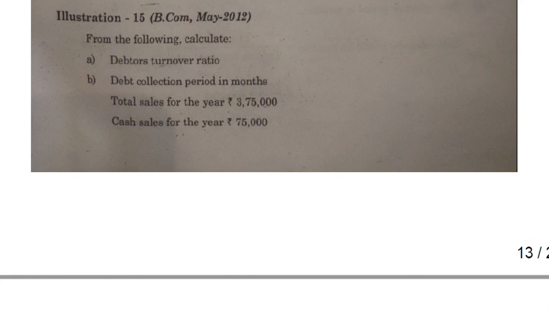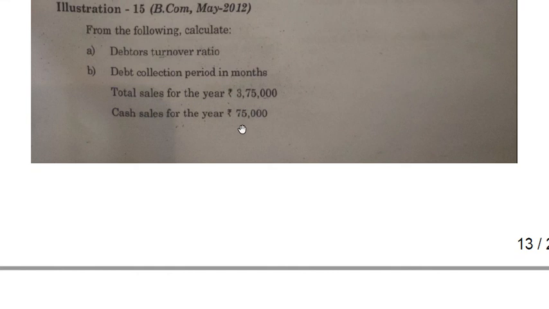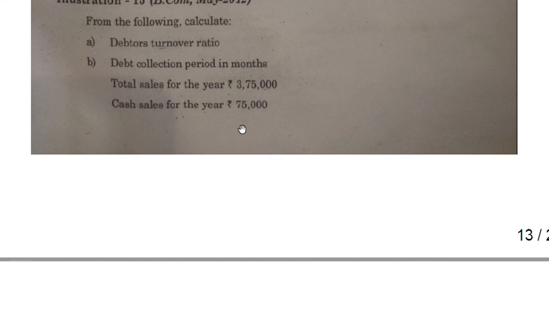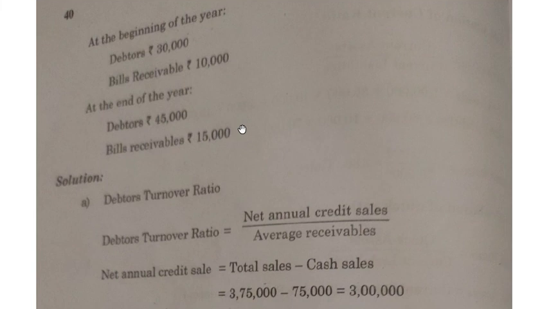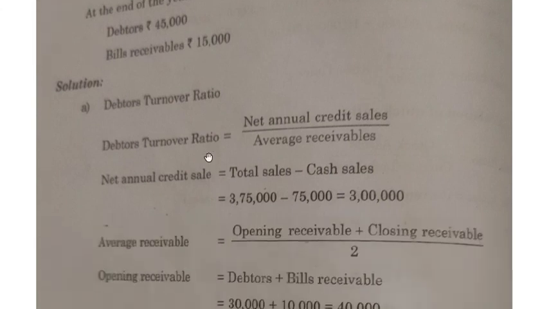So moving on to our next question, which is, from the following calculate debtors turnover ratio, debt collection period in months. They have given the total sales for the year, cash sales they have given. So 3,75,000 minus 75,000, you get the credit sales to be 3 lakhs. And at the beginning of the year they have given debtors 30,000, bills receivable 10,000. At the end of the year, debtors 45,000, bills receivable 15,000.